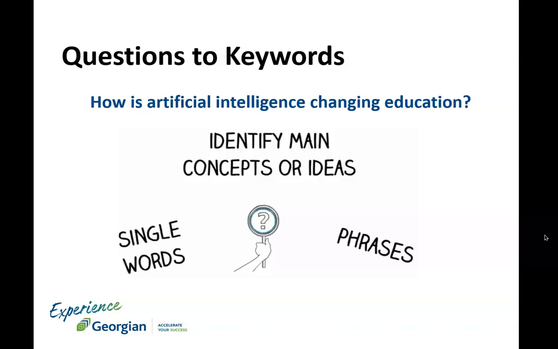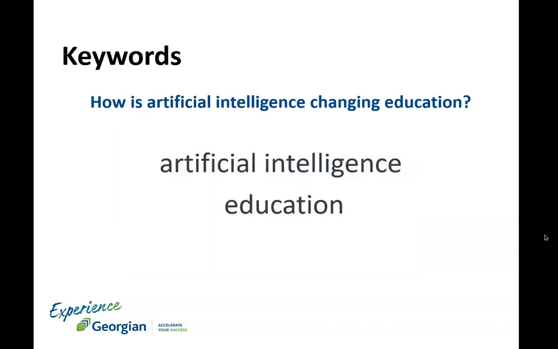Those keywords can be single words or phrases. So for our question, what would the main concept be? They are artificial intelligence and education. By the way, since words like affect, enable, rate, impact, or advantage describe a relationship between keywords, they should not be considered good keywords to use.